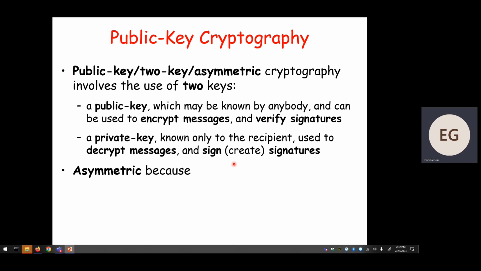Let's say that I sign a message with my private key. They will use my public key to verify my signature and to be sure that I signed the message. And let's say that they want to send me a message and they want to encrypt it before they send it to me. They will use my public key. So the other people always use my public key.